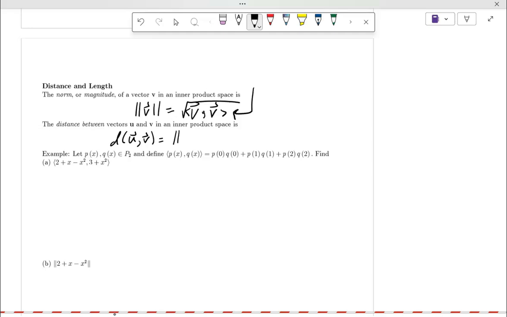Yeah, you do the v minus u or the u minus v and you take the length of it, right? Order doesn't matter. You do u minus v or v minus u and take the length, right? Now that we have a notion of length or magnitude for any inner product space, we can define distance between vectors for any inner product space.